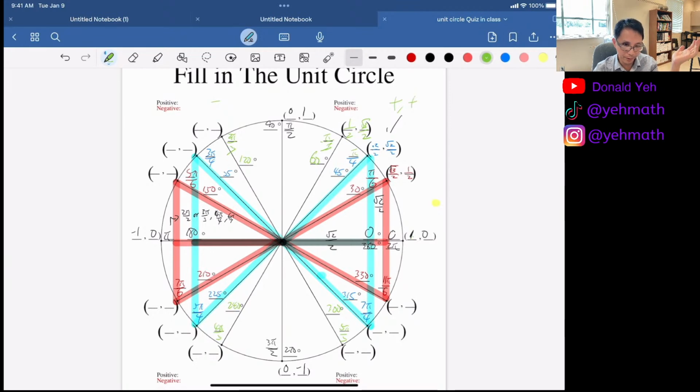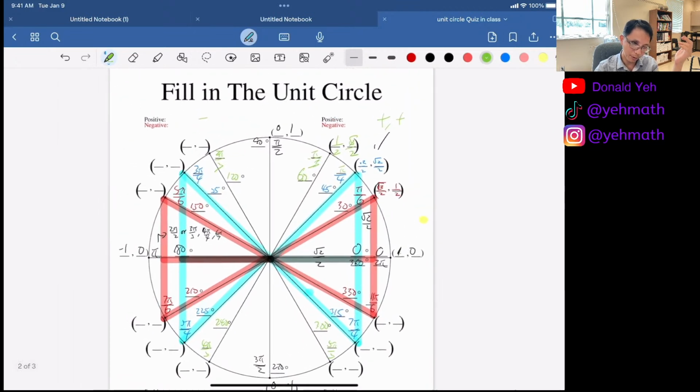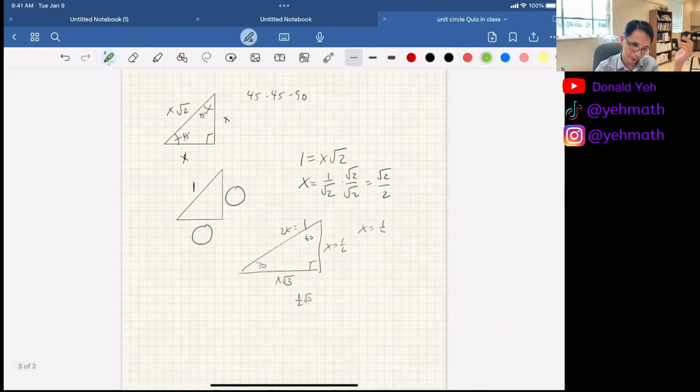I'm not gonna go over the rest of that. I'm assuming that you guys already know. You guys are probably already bored. So we're gonna go into the identities.